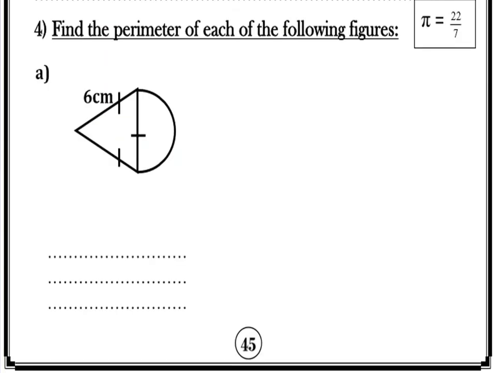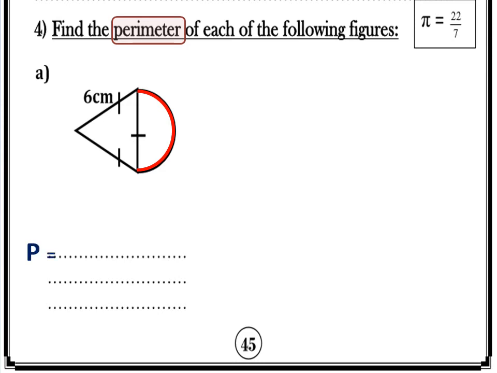And now in number 4, find the parameter of each of the following figures when the value of pi is 22 over 7. In letter A, we have this figure. It looks like the cone. Let's see the parameter. P equals. Here we have half circle. Here we have this curve is half a circle.